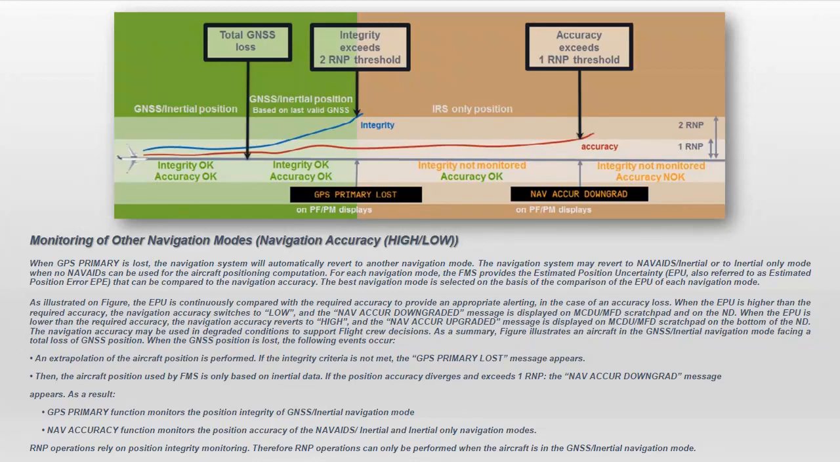As a result, GPS primary function monitors the position integrity of GNSS, inertial navigation mode. Nav accuracy function monitors the position accuracy of the NavAids, inertial and inertial only navigation modes. RNP operations rely on position integrity monitoring. Therefore RNP operations can only be performed when the aircraft is in the GNSS, inertial navigation mode.